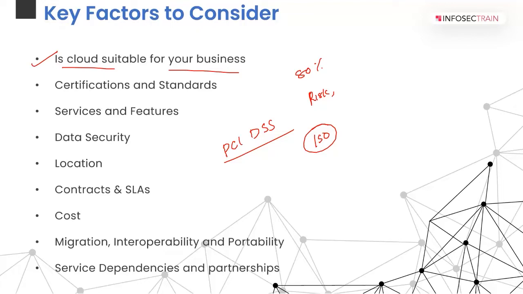And the next most important thing is what we call services and features. Almost all cloud providers provide a similar kind of services. For example, in AWS, we have a service called AWS EC2.